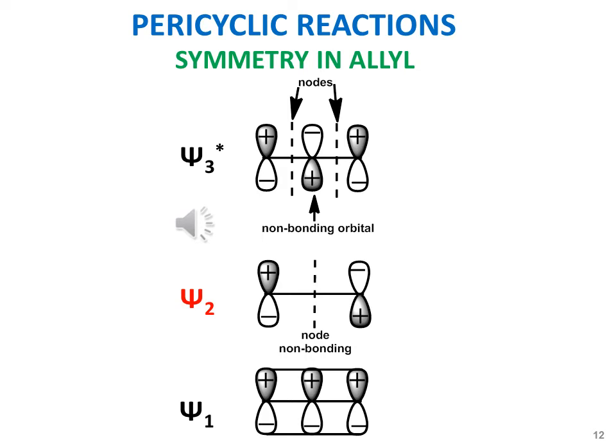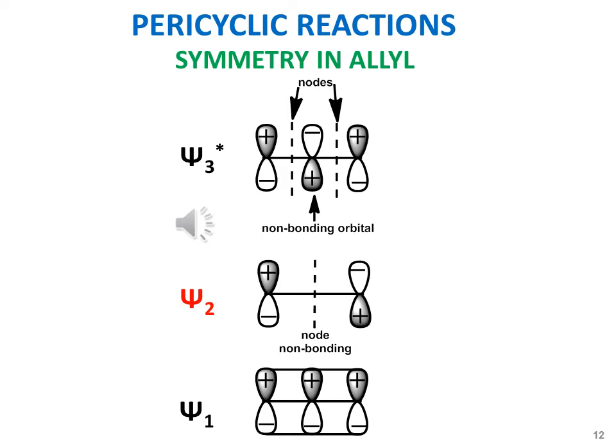3 minus 1 is equal to 2. So two nodes are present. The first node is present between the atomic orbital number 1 and 2, and the second node is present between the second atomic orbital and the third atomic orbital.